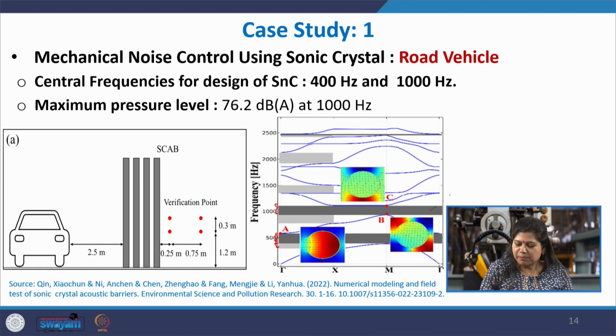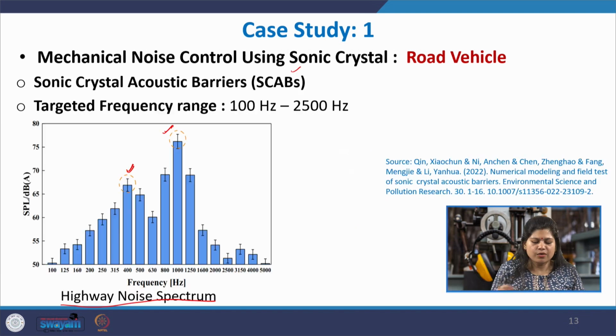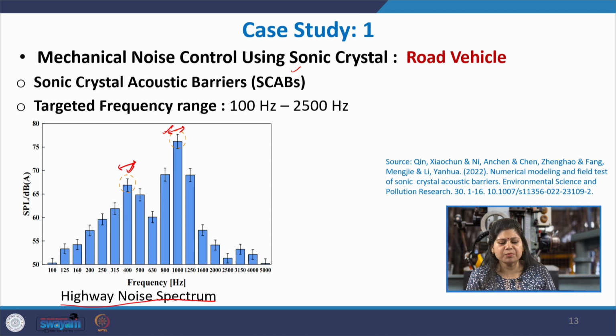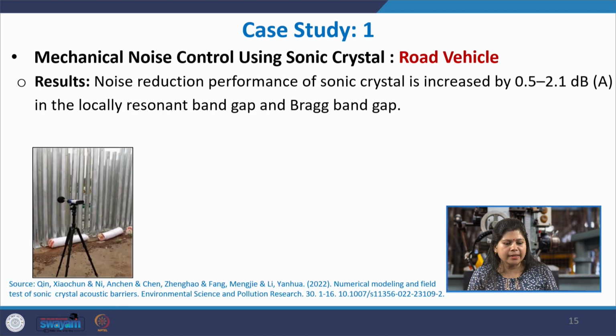There were complete band gaps in these frequency ranges, a complete stop band, and then some partial stop bands in these ranges. So, they were able to design the structure whose band gap was centered around the noise peaks observed on the highway. And the result is that, just by incorporating the sonic crystal with local resonance, the local resonance led to an additional increase in the noise reduction performance.